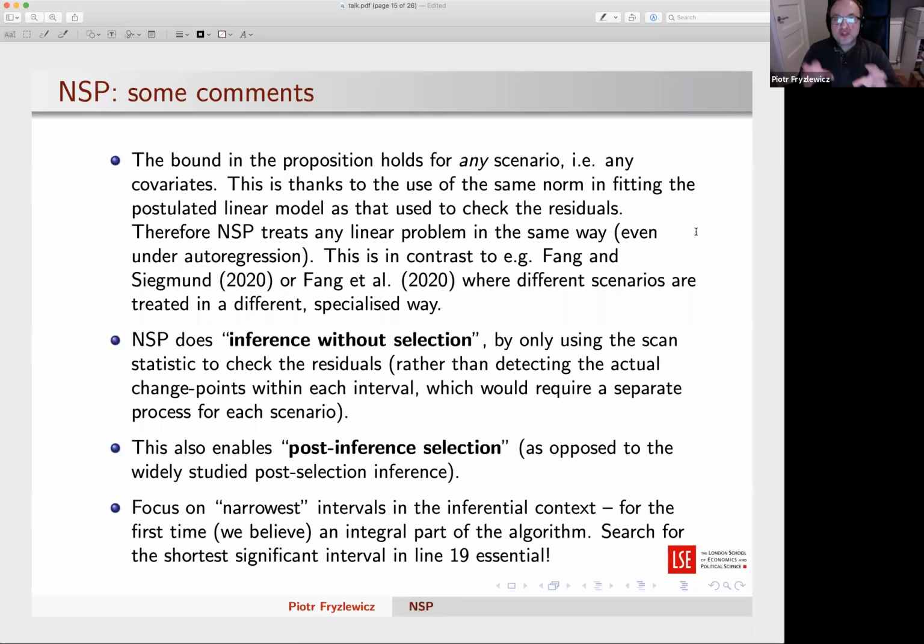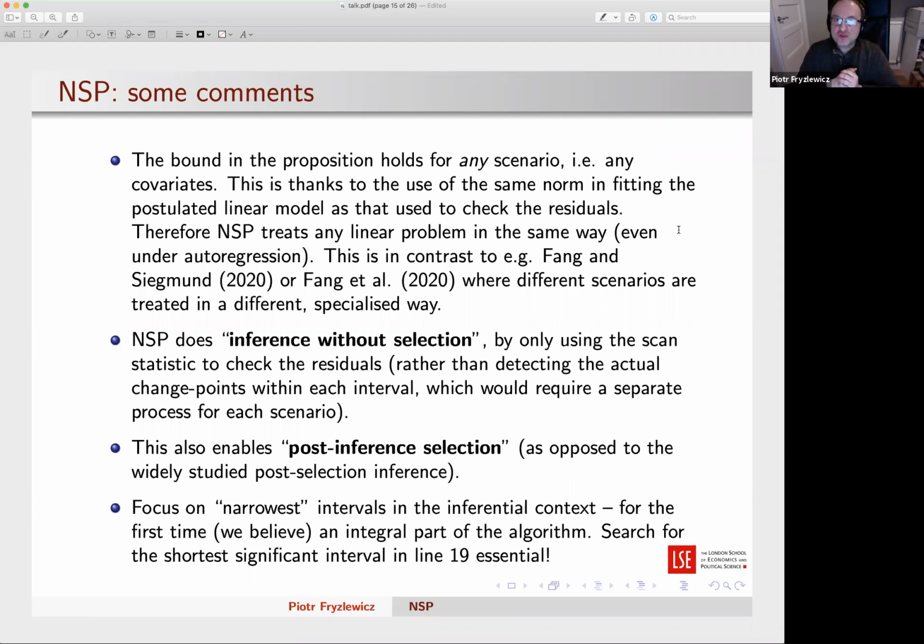So narrowest significance pursuit treats any linear problem in the same way, even if there's autoregression in the data. This is in contrast to, for example, Fang and David Zygmunt, who have two recent papers where they also have subintervals of the data and do detection within each interval. They are able to make similar statements, but they operate differently for each scenario.